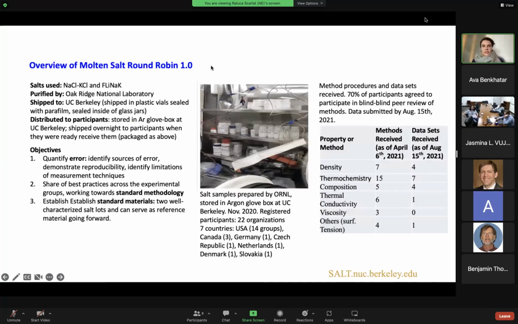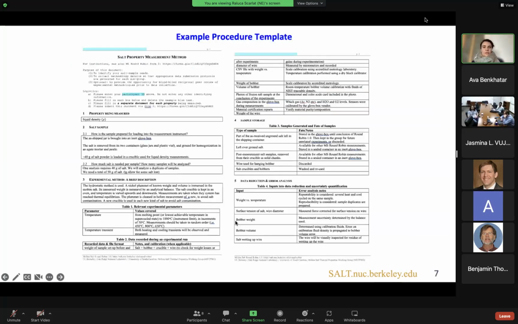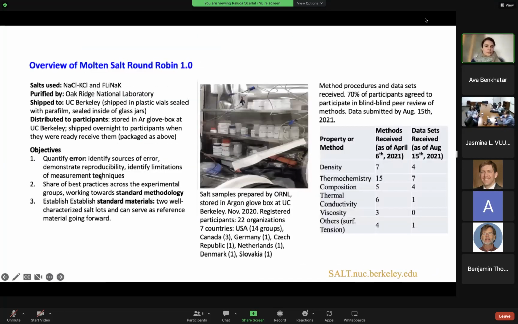And we sent out sodium chloride, potassium chloride, and FLiNaK. These were purified salts prepared by Oak Ridge. Here they are when they were being stored in our glove box. And then we distributed them out to 22 organizations in 7 countries. And the purpose was to understand how we do error quantification for different property techniques, to share best practices, and maybe to understand what might be good standard materials to make available for salt analysis.